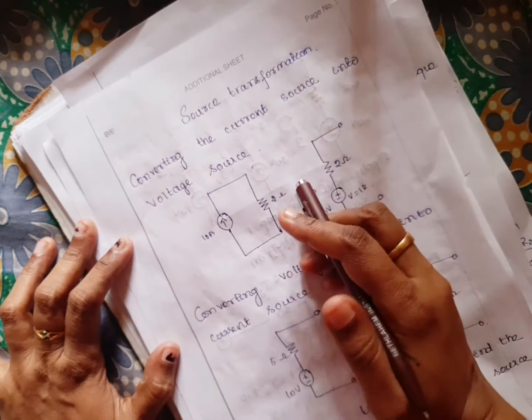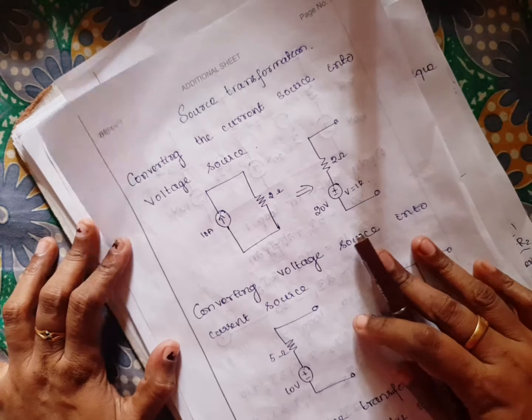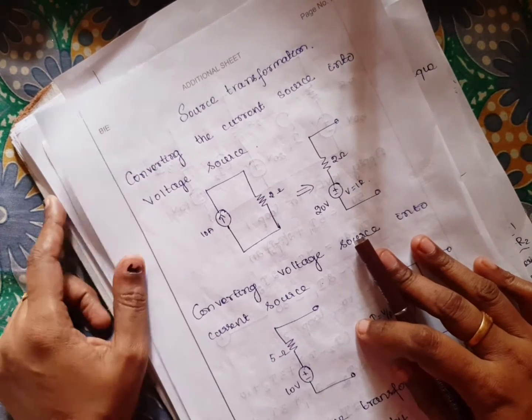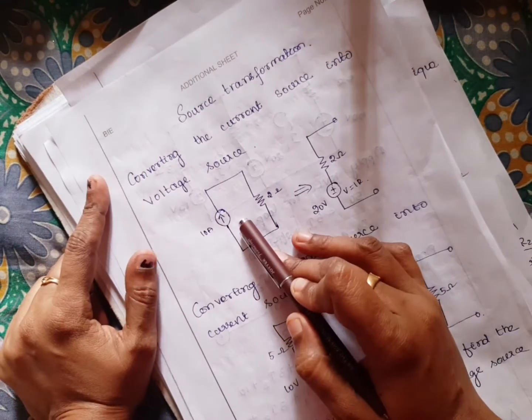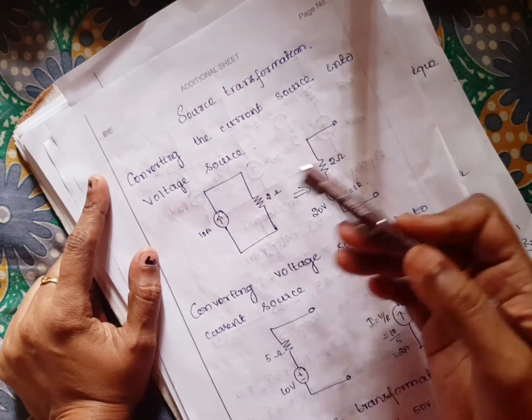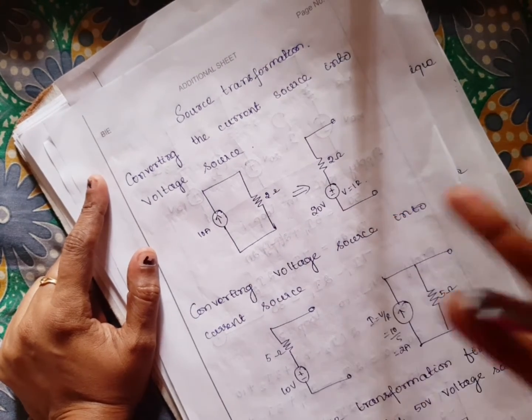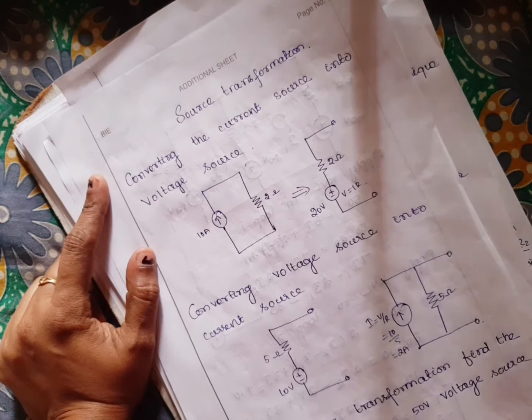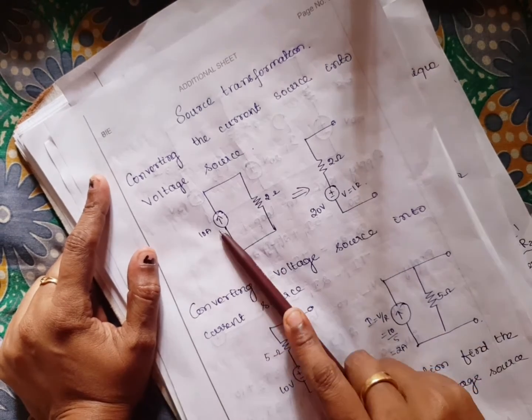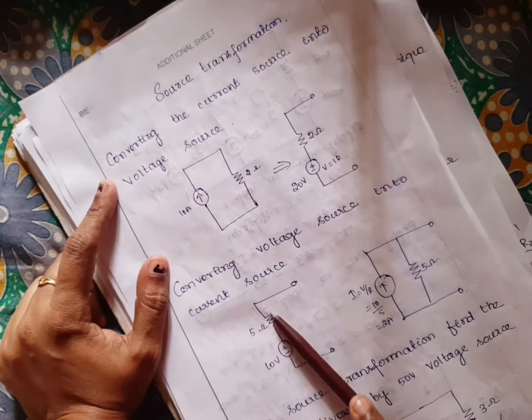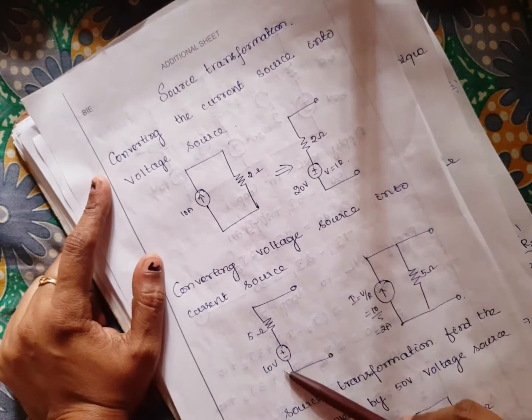So next problem is under source transformation. Okay, so what do you mean by source transformation? So you can transfer the current source to the voltage source. There are two sources, current source and voltage source. So you can change or transform the current source to voltage source as well as the voltage source to current source. So how you can change that?